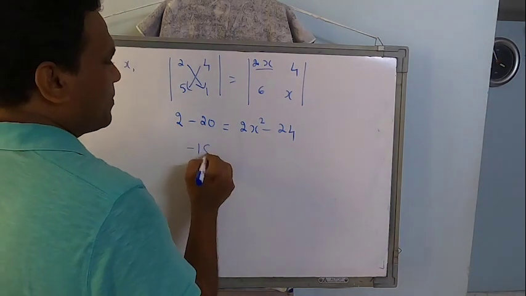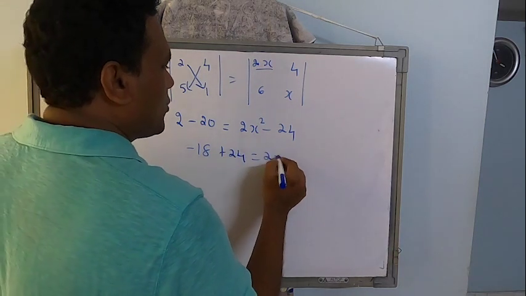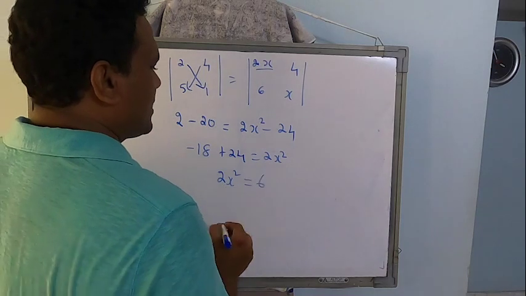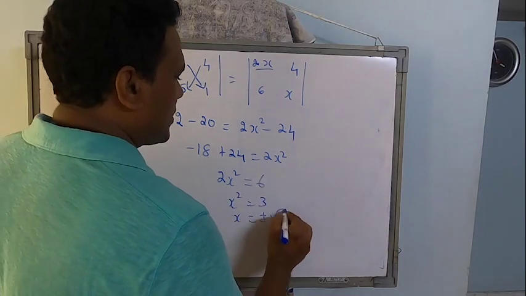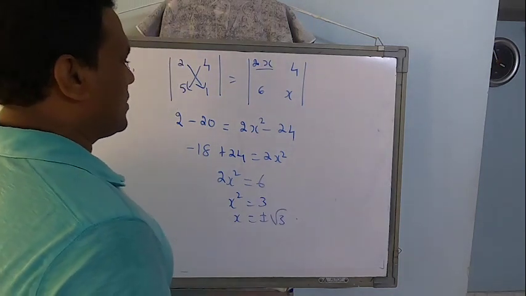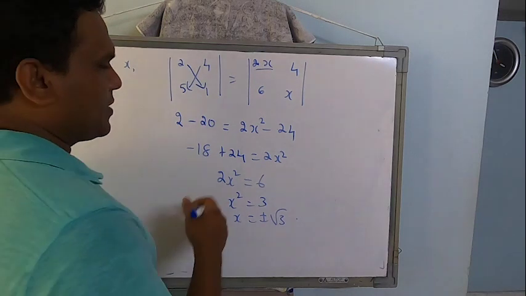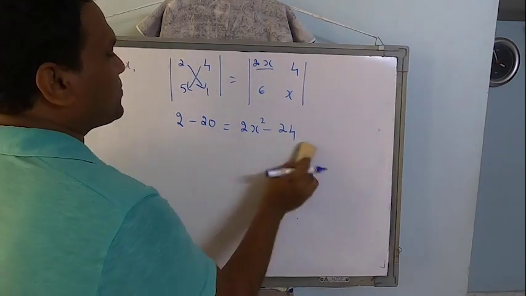So this is going to be minus 18, minus 24 is shifted, plus 24 equal to 2x square. Otherwise 2x square equal to 6, or x square equal to 3. So x equal to plus or minus root 3. That's fine. So that's how we have to find the x value.